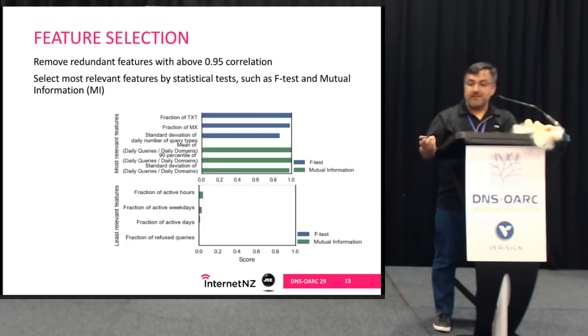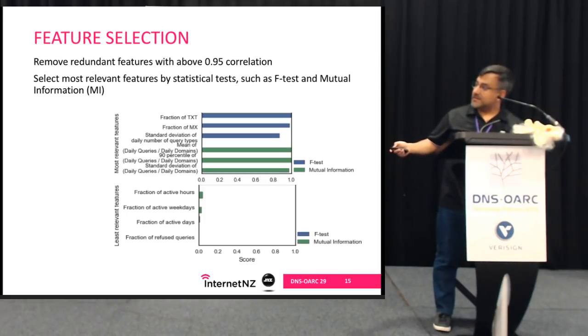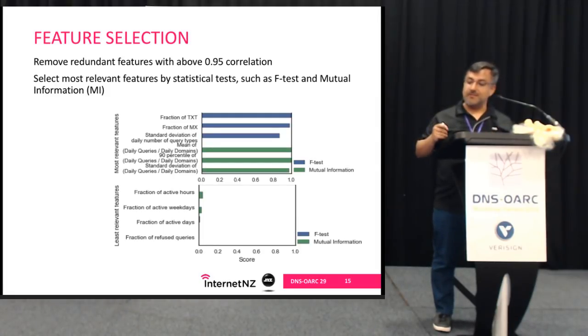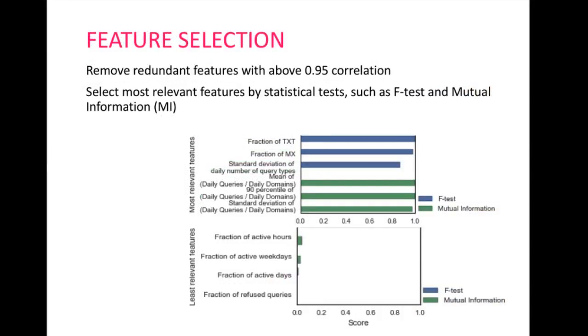So the most relevant features you can see here are the fraction of TXT queries and MX queries, and the standard deviation of the daily number of query types. And then you can see the less relevant features are the fraction of active hours and active weekdays. So we started with that idea, but the data proved us wrong.